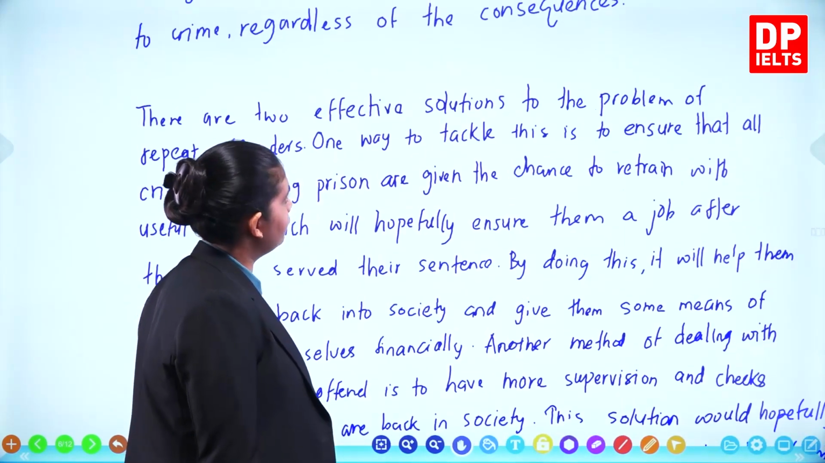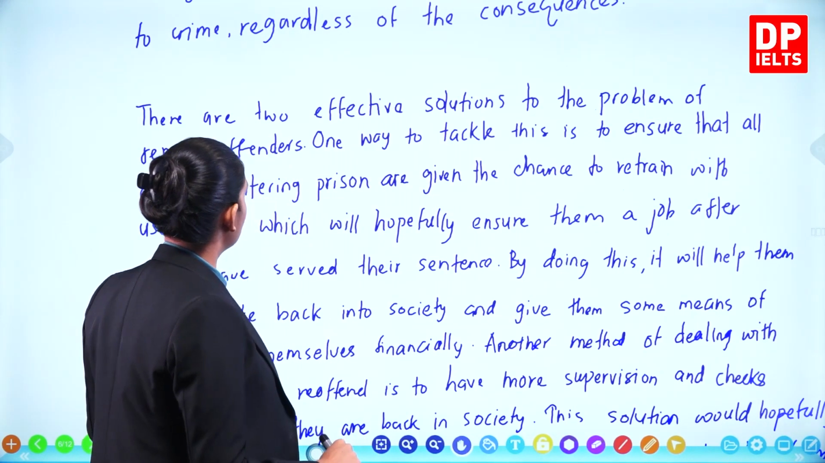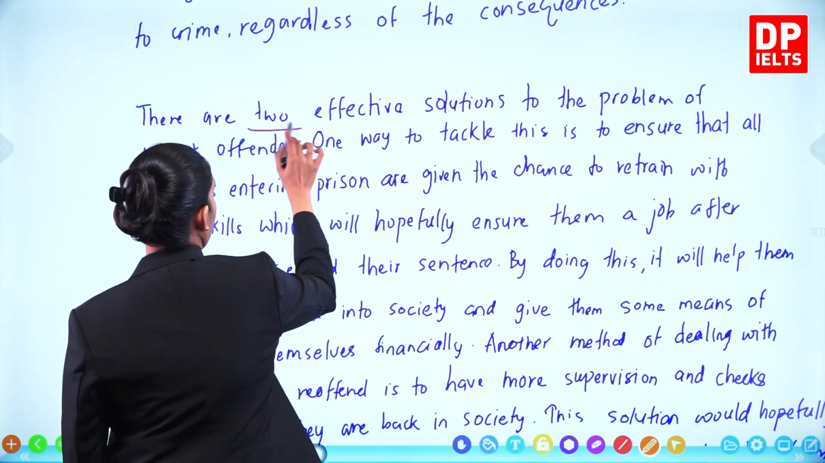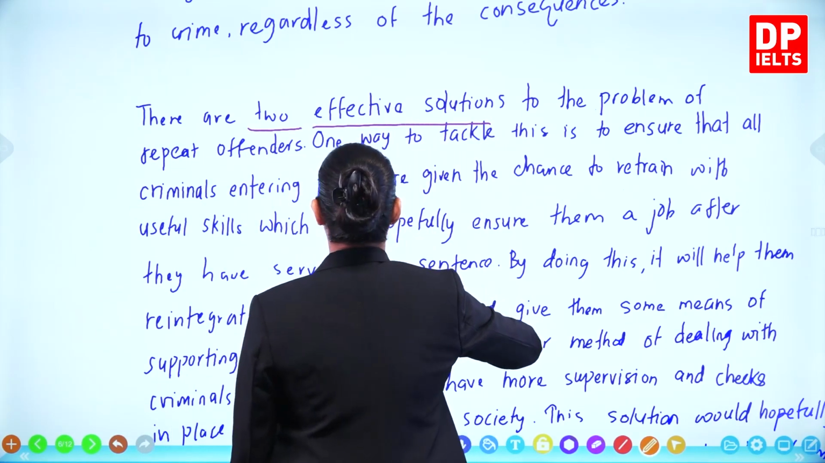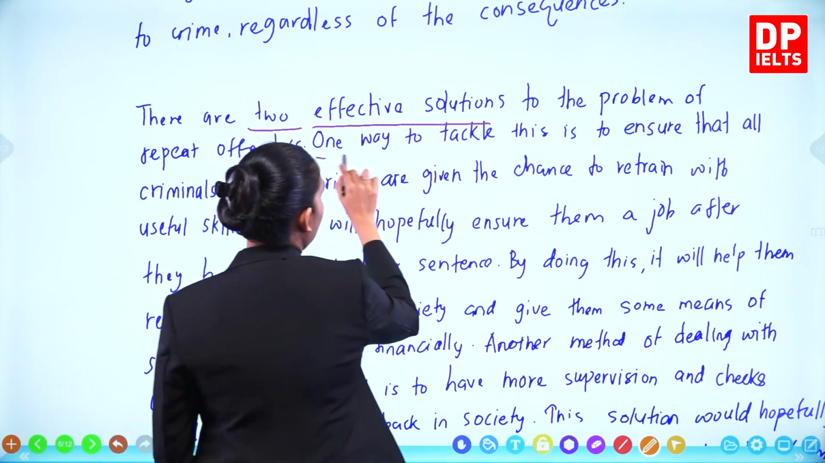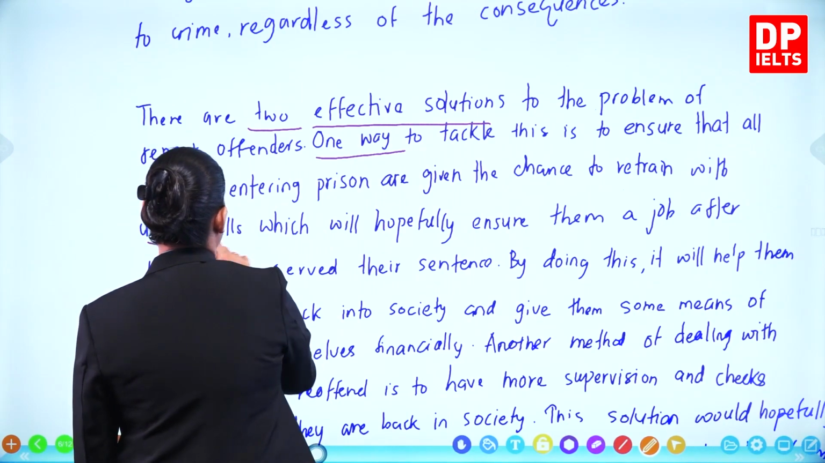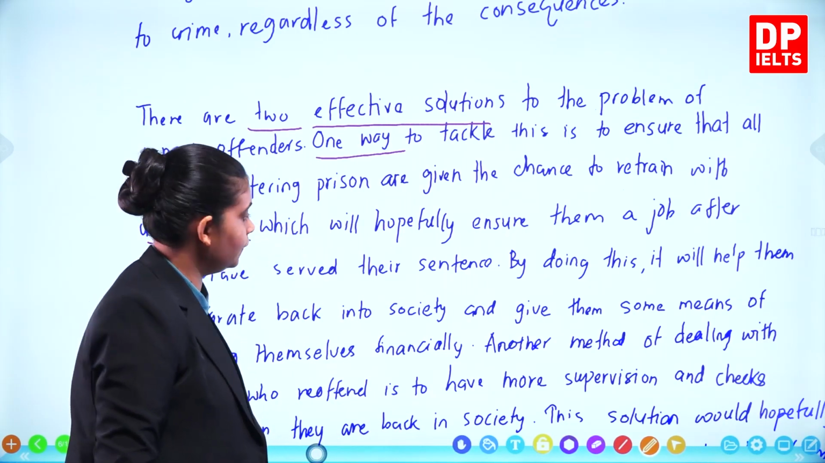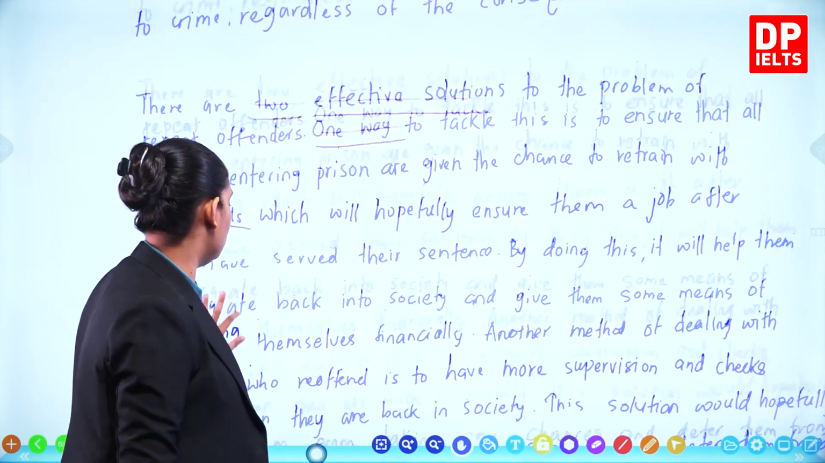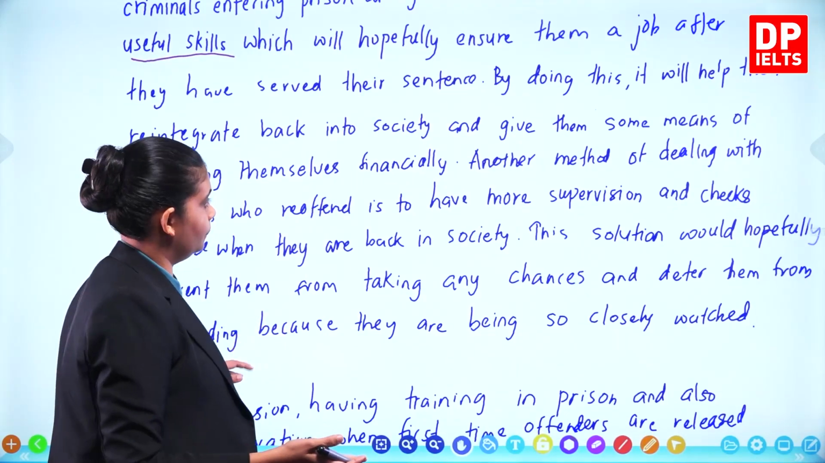Now we have spoken about the causes. Now what are we going to talk about? We're going to talk about the solutions. So here I'm saying there are two effective solutions. Okay, so there are two ways to tackle this. One way is to ensure that they are being given a set of useful skills during their rehabilitation program, so that will help them to build up something on their own and financially they will be secure.